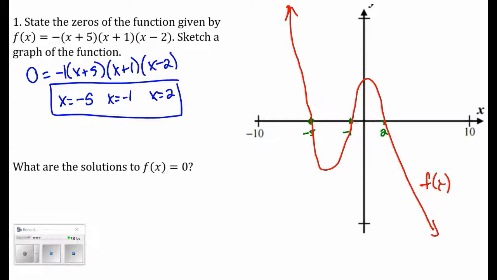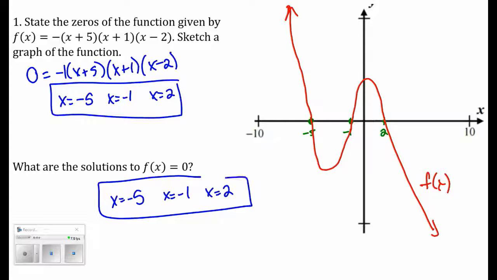What are the solutions to f of x equals 0? Well, that's saying what are the zeros of the function? We already found those. That's x equals negative 5, x equals negative 1, and x equals 2. If I take those values and substitute them in for x, we get 0 equals 0. So the solutions are the same thing as the zeros of this function.